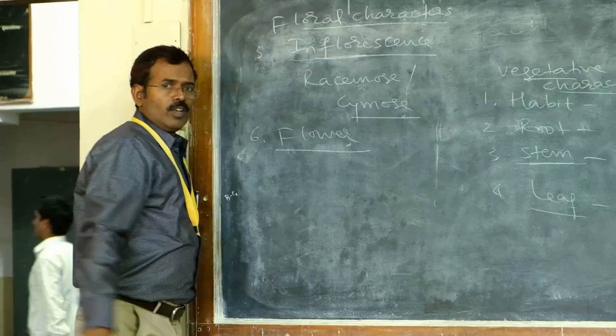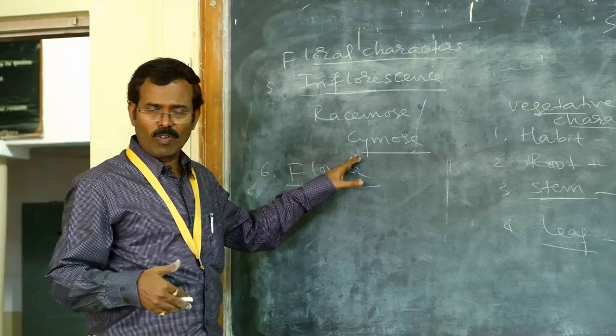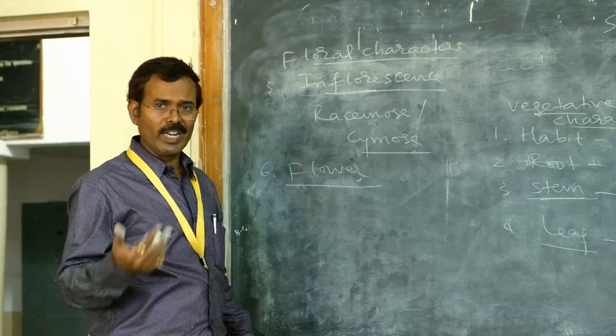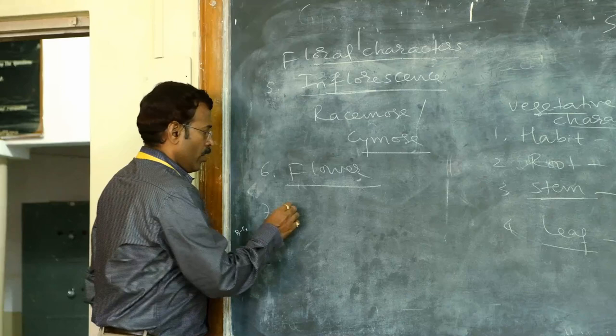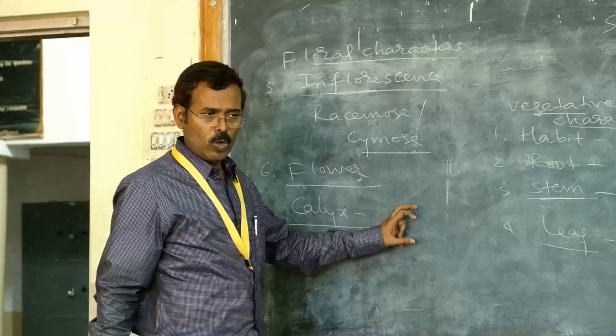Flower, whether it is complete, pedicellate, bracteate or sessile flower or ebracteate flower, whether it is bisexual flower or unisexual flower, pentamerous or tetramerous flower, hypogynous or epigynous or perigynous. So these conditions have to be mentioned in a flower. Then first calyx, in this the number of sepals, whether sepals are gamosepalous or polysepalous, and we have to mention aestivation.